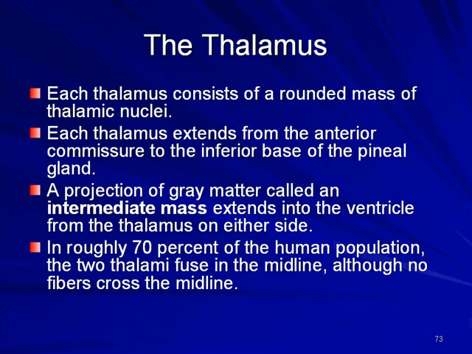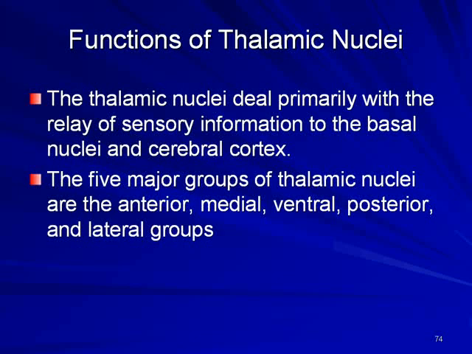Each thalamus consists of a rounded mass of thalamic nuclei. It's just an anatomical description. It's a projection of gray matter called the intermediate mass that extends into the ventricle between the thalamus on each side. About 70% of the human population has two thalami fused at the midline along where fibers cross. The significance of that, I don't know.